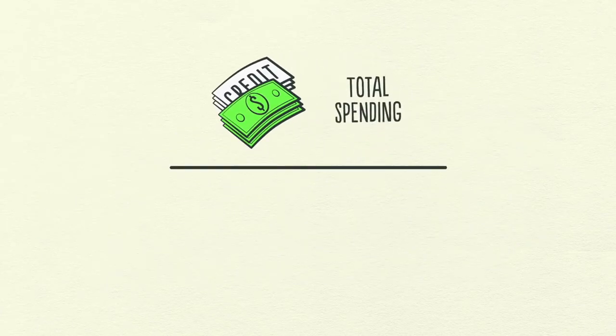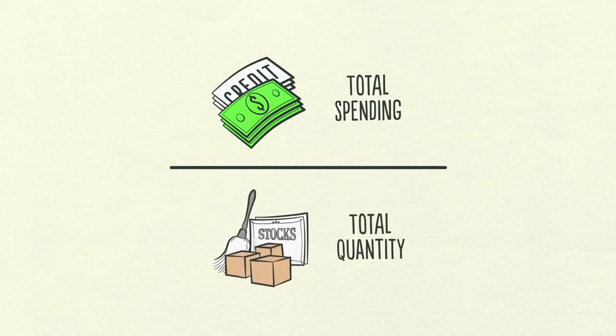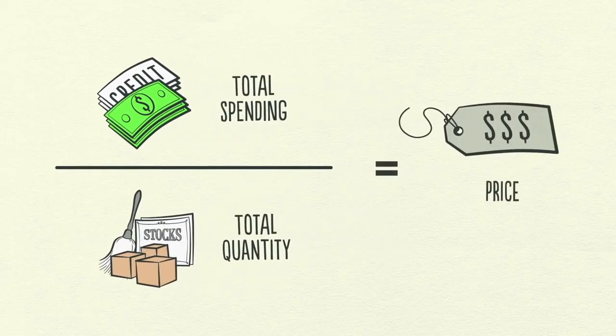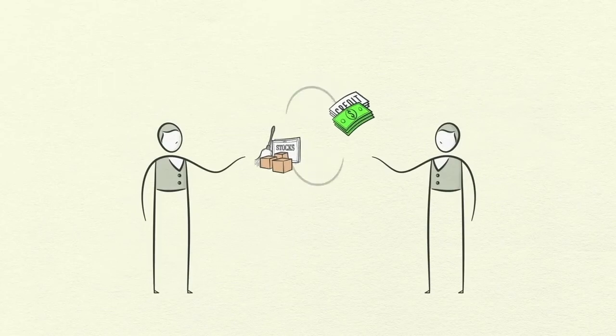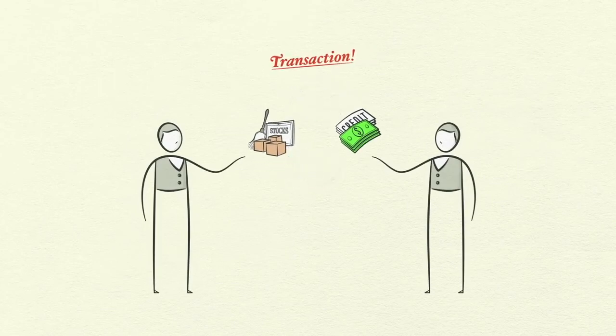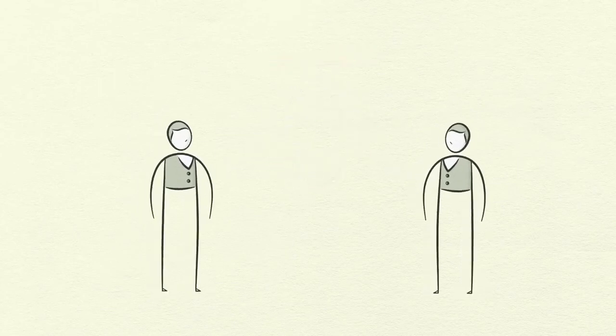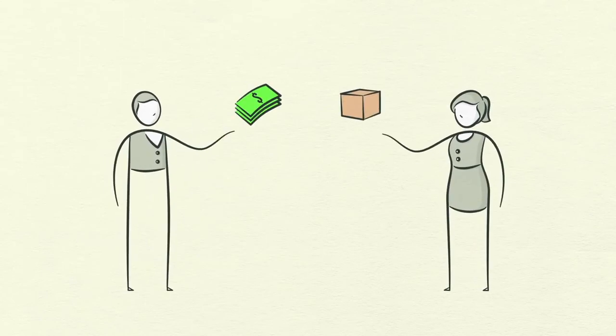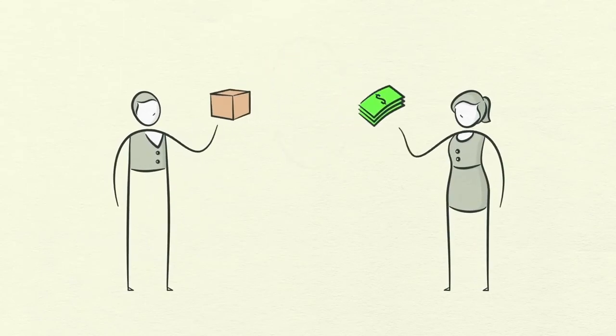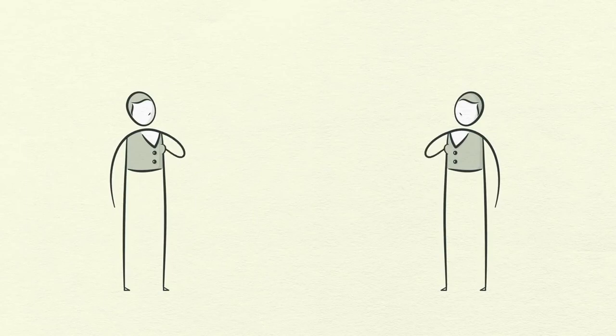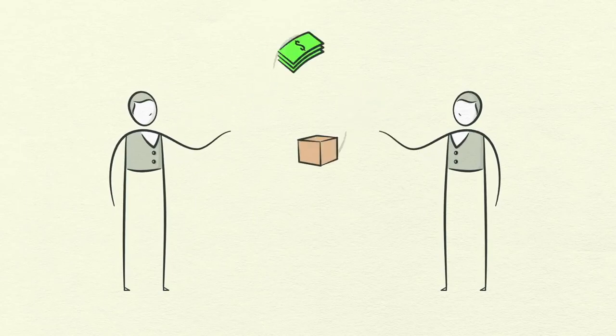If you divide the amount spent by the quantity sold, you get the price. And that's it. That's a transaction. It's the building block of the economic machine. All cycles and all forces in an economy are driven by transactions. So, if we can understand transactions, we can understand the whole economy.